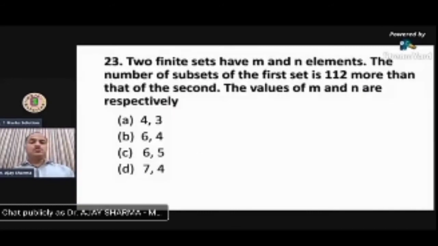23. Two finite sets have m and n elements. Okay, this is a competitive based question.